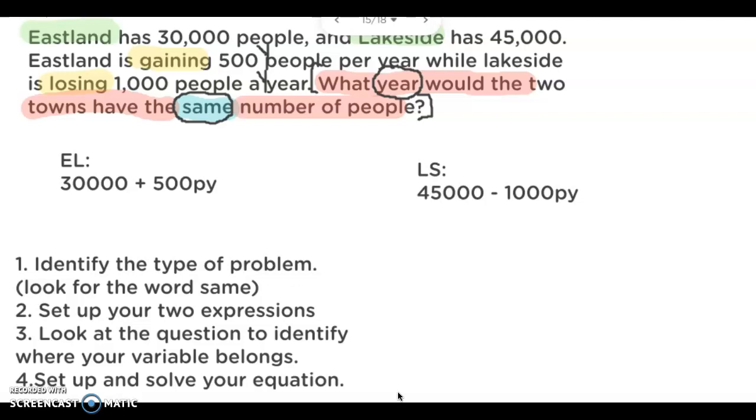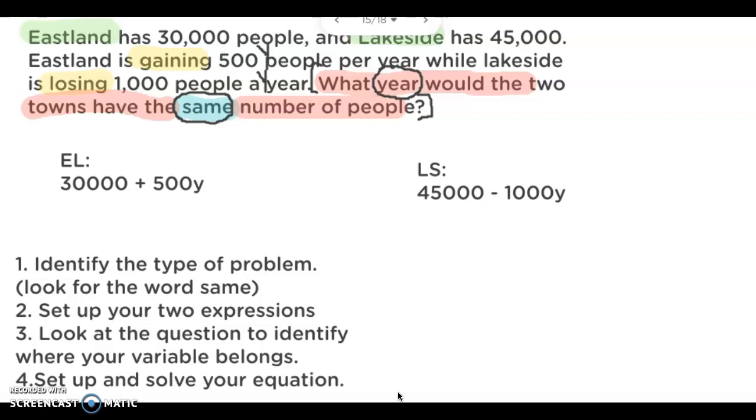Step 3, I look at the question to identify where the variable belongs, and that's the question part that I talked about at the end. And we said per year. So I'm going to come back now and replace this PY with the X. You can use an X or you can use a Y for years. It doesn't matter, but since Y for years makes sense, we're going to go ahead and do that. And then step 4 is to actually set up and solve your equation.